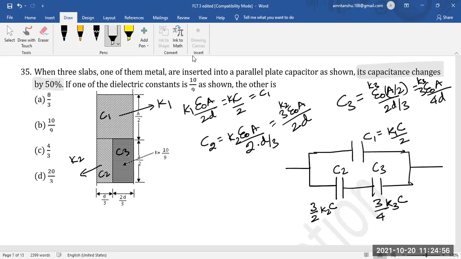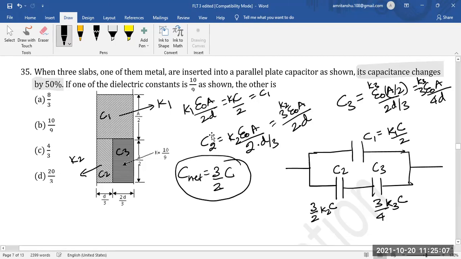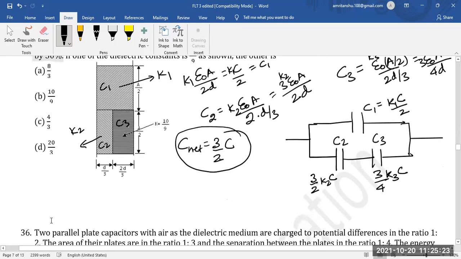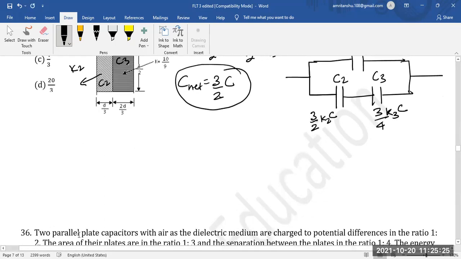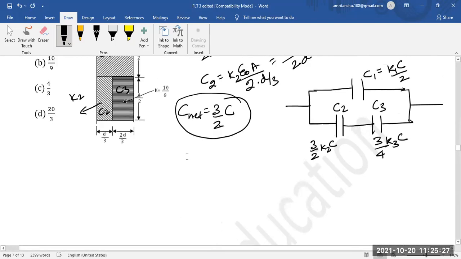So this goes to show C net. The value of C net will be 3 by 2C. So we are all set. Either K1 or K2, one of them is going to be 0. There is trial and error by using that method, we have to check what value we are getting. For example, I'll just show it to you. What we can do is we can check in this question.